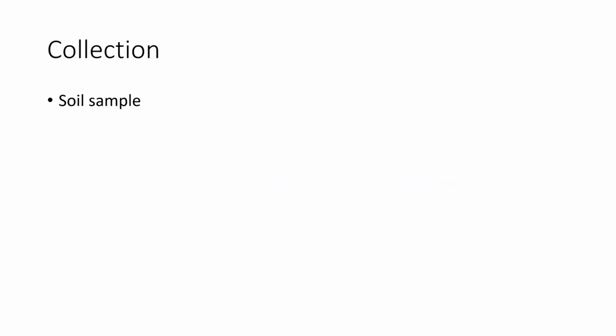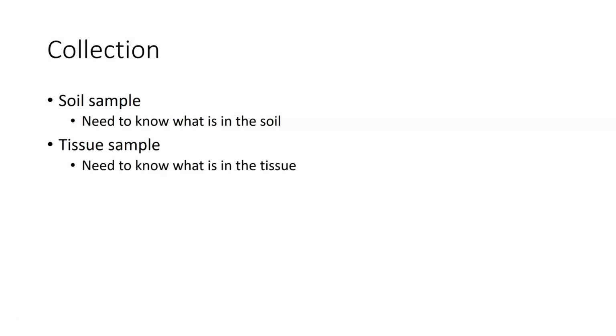In collection, we've got to talk about the soil sample. We need to know what is in the soil. We need to know what's available to the plant as far as nutrients go, to find out whether or not the plant is functioning properly. We also have to take a tissue sample, because we need to know what's in the tissue. If it's not in the soil, it can't be in the tissue. If it is in the soil and is not in the tissue, then we've got a different sort of problem we've got to look at. We need to have a soil sample and a tissue sample if you want to do this right.